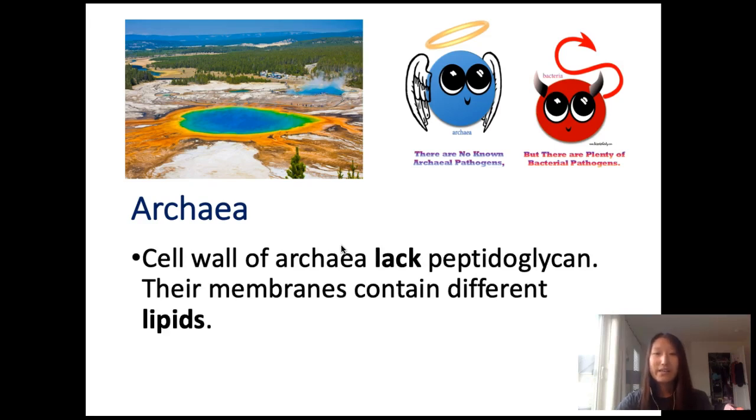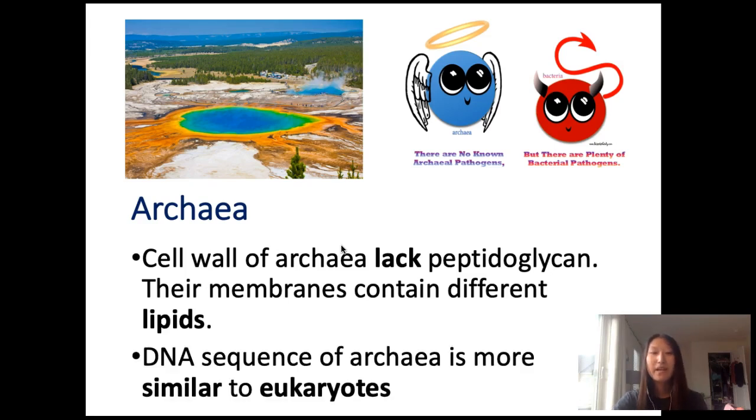And then here's archaea again. Archaea also have a cell wall, but their cell wall lacks peptidoglycan. Right now, we don't think any of the archaea are bad for us, but there are a lot of bacteria that are bad for us. Not that it matters to them, you know. Their membranes contain different lipids, and the DNA sequence of archaea is more similar to eukaryotes than it is to the other prokaryote, bacteria. So it's important for you to remember, although bacteria and archaea are both prokaryotes, archaea is actually more closely related to eukaryotes, such as us, compared to the other prokaryote, the bacteria.